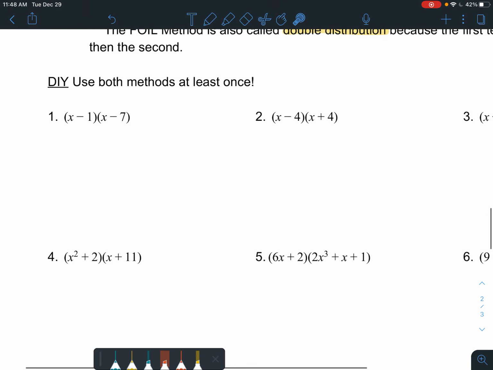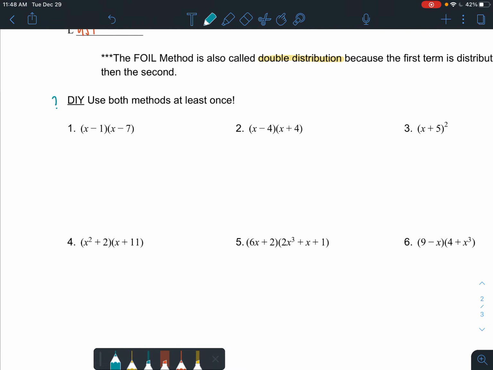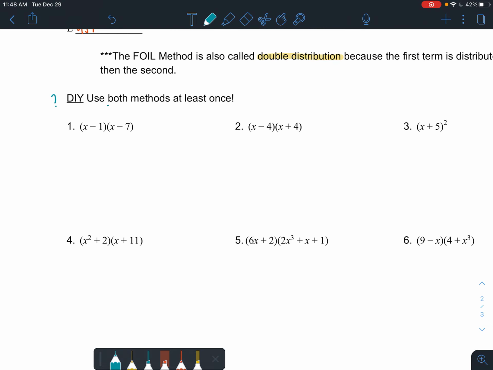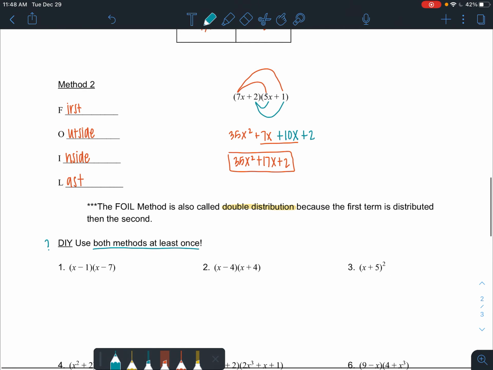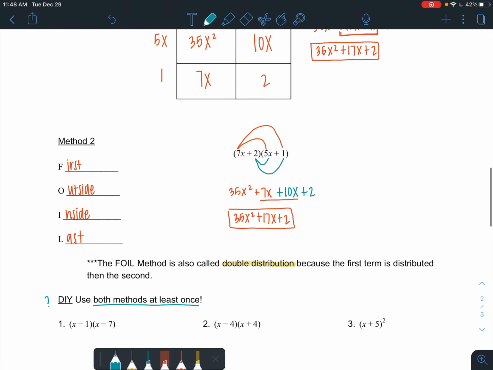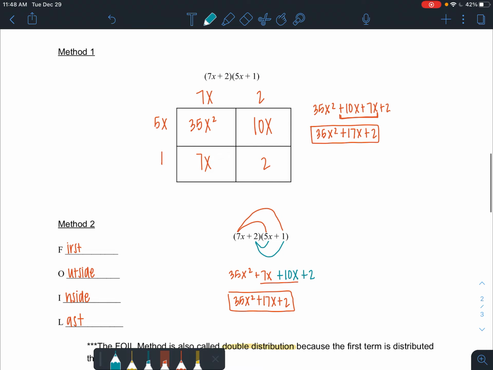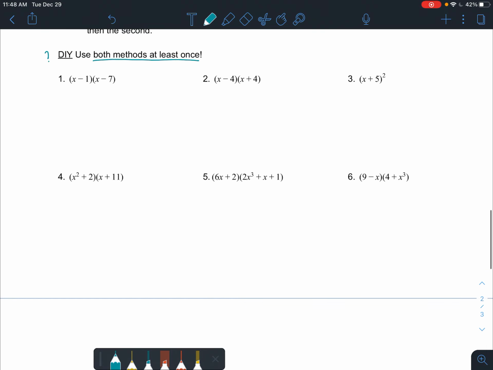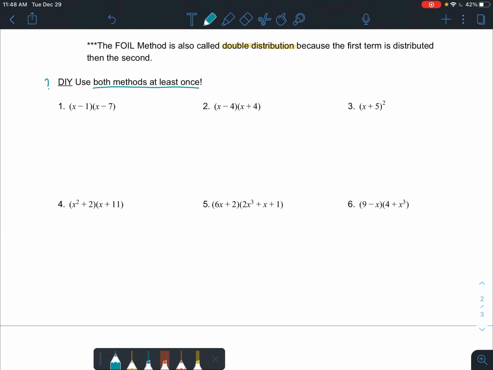Okay, so go ahead and do these next ones on your own, but definitely use both methods at least once. So you need to use the FOIL method at least once and the chart method at least once, and you can pick whichever way you want to do it.